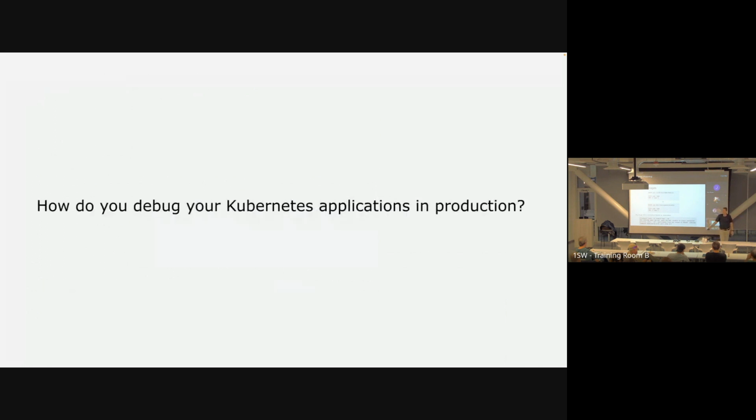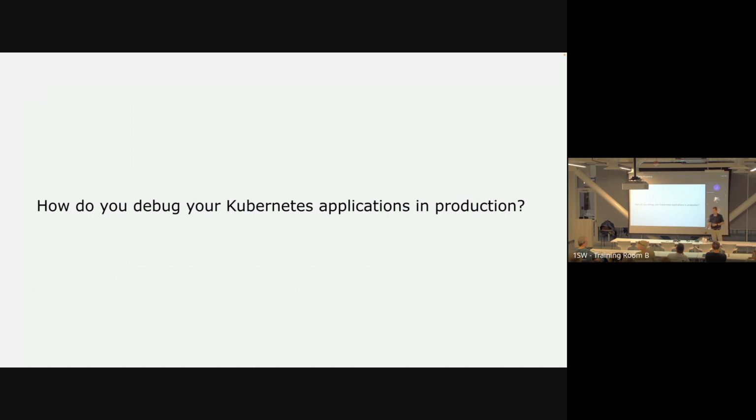So the question is, how do you debug your Kubernetes applications in production if you adhere to best practices? This is a question. So what are some of the things that you do? Don't talk about ephemerals yet. But what do you do to debug in production?